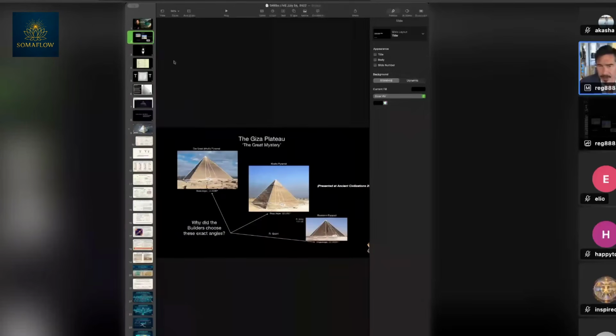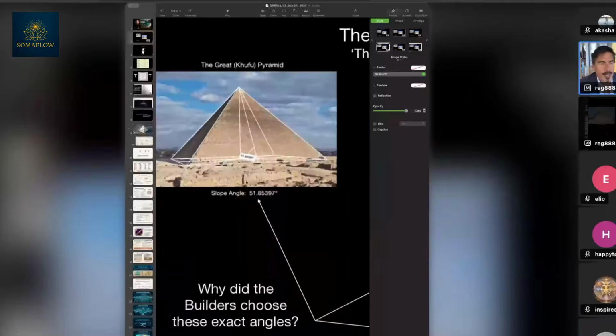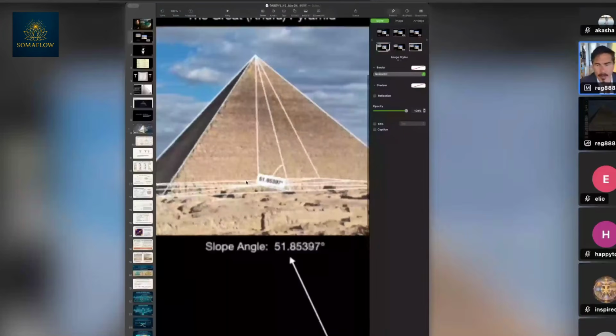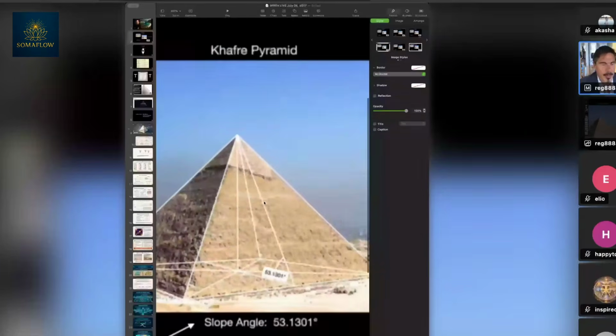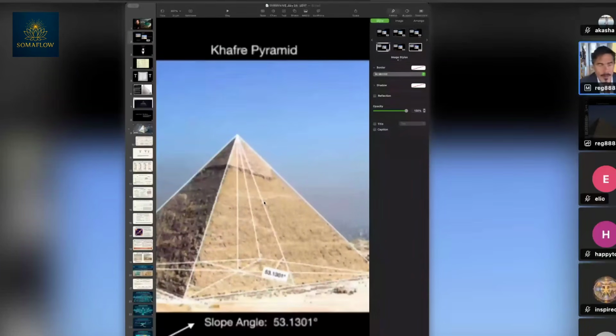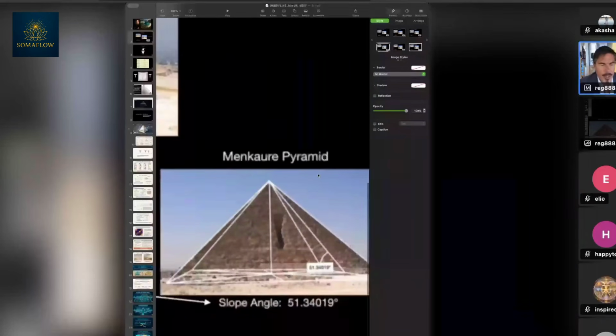But let me first take you through the whole process of how I got to where I got. And the first aspect of this, I wish it could be bigger for you guys. It's just that when I do a full page presentation, it seems to not allow it to happen. But if you look at this, you'll see that each of the pyramids has a different slope angle. So the Great Pyramid has a slope angle of 51.85397 degrees. Then you've got Khafre Pyramid, the second pyramid, with 53.131 degrees. And then you've got Menkaure Pyramid with 51.34 degrees.